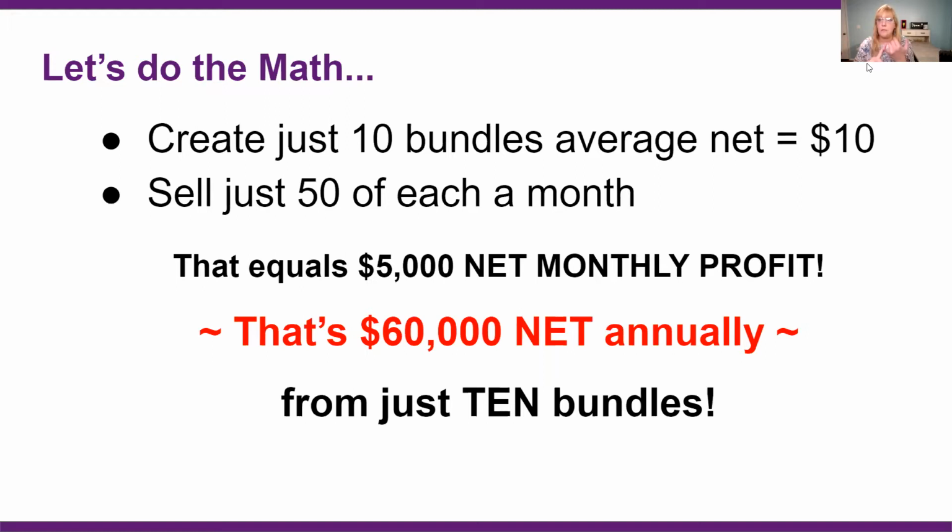So if you have 10 bundles in your inventory, $10 net, and you just sell 50 of each of those a month, you're netting $60,000 net annually. Okay, $5,000 a month. And that's not during fourth quarter. We make like 40% of our income during fourth quarter. So I quadruple down during the last 3 months of the year on my evergreen products, my wholesale products, my bundles, and my private label products.